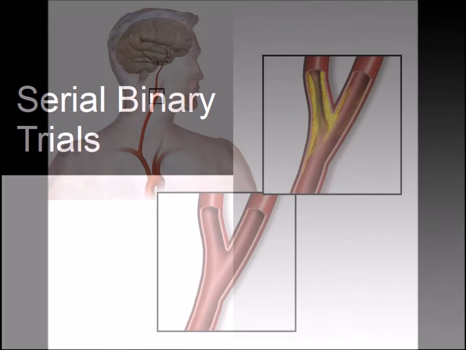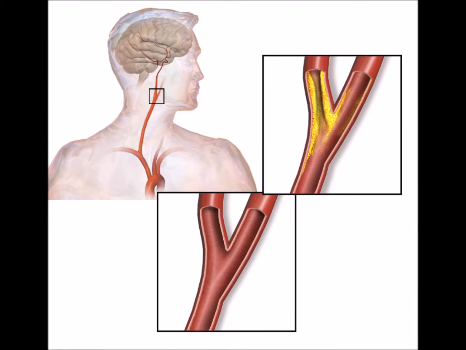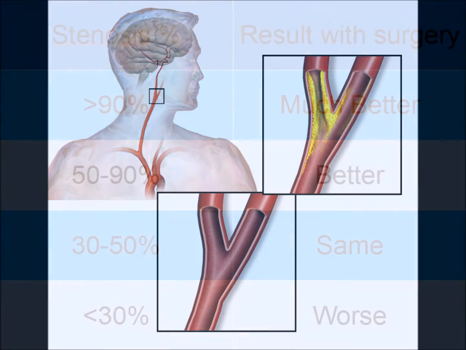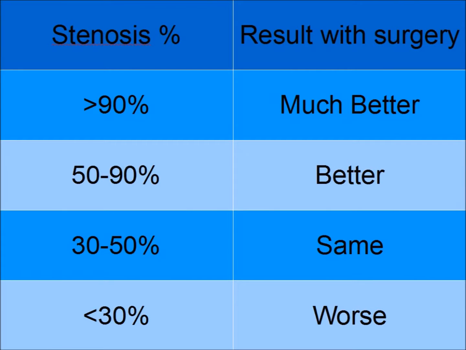In this video, I'll look at the hypothetical situation where trials are done one after another to compare the same pair of treatments for the same condition. The carotid endarterectomy trials discussed in the video on binary trials and spectrum of indication allow us to approximate the true relationship between an index of indication, in this case percentage stenosis, and the benefits of surgery.